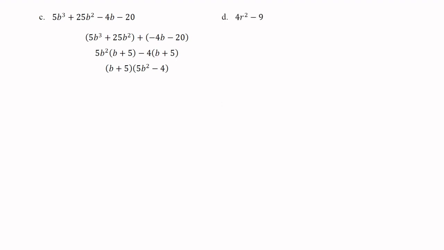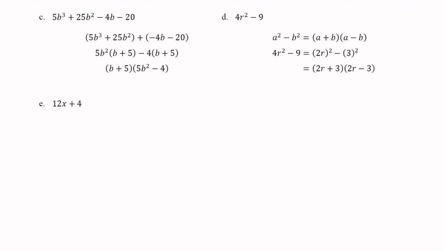All right, let's check out the next one. We've got 4r squared minus 9. It's a binomial. Both are perfect squares, and it's a difference of squares, so we are going to use that and end up with 2r plus 3 times 2r minus 3.